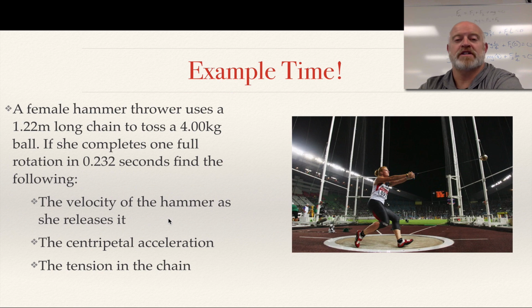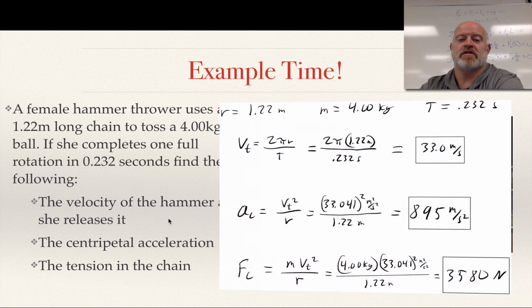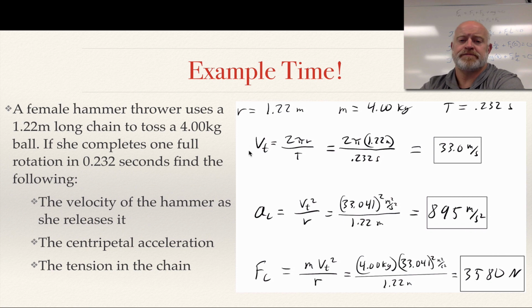Okay? Hopefully you had a chance to pause it and work it out. So now let's take a look at how this thing works out for us. All right? Going back to our problem, our radius is 1.22 meters. We have a mass of 4.00 kilograms, and our period is 0.232 seconds.